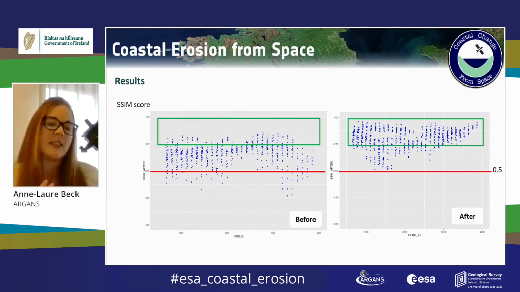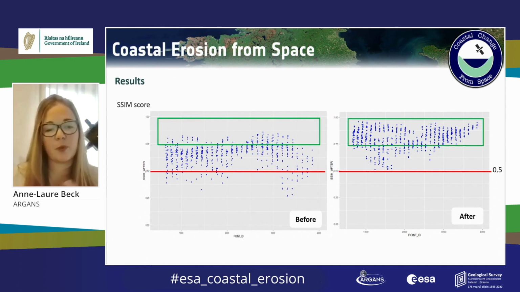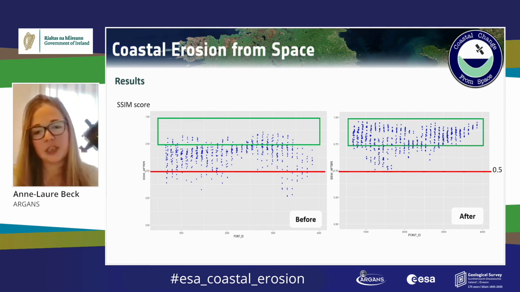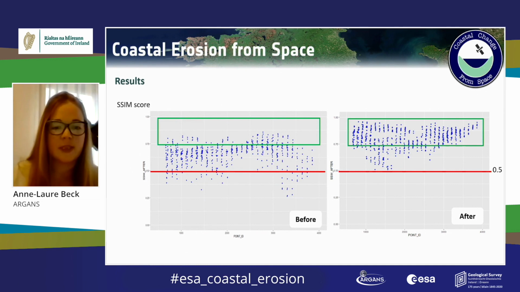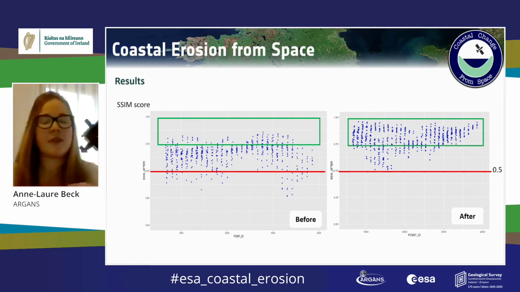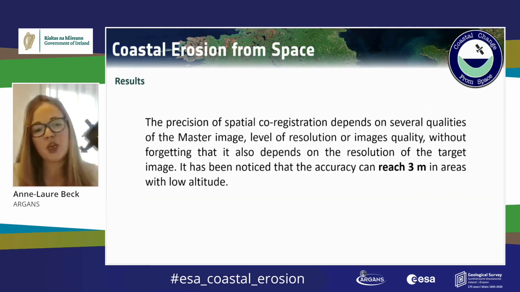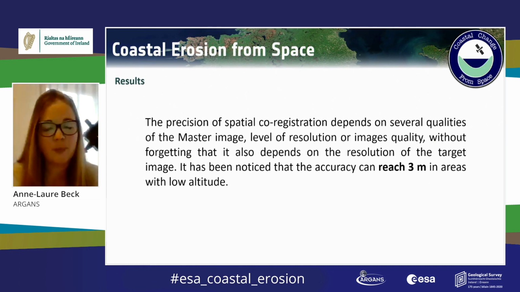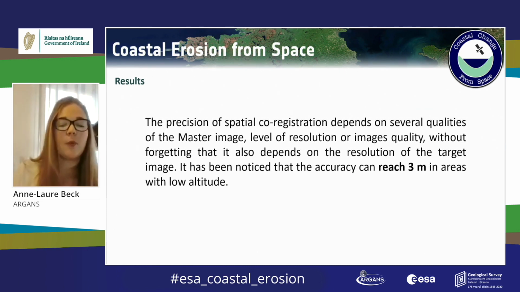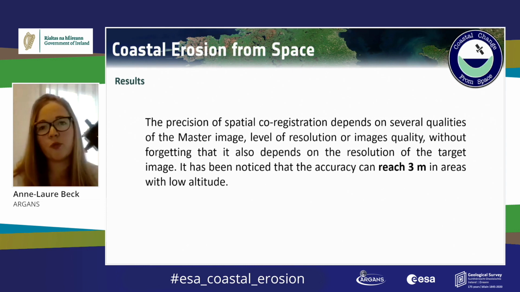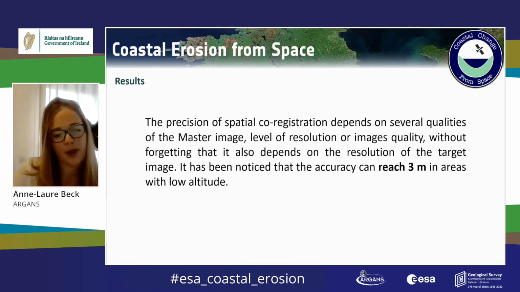The co-registration is evaluated thanks to the SSIM score. Here we have before and after. Before the co-registration, we had values around an average of 0.5. But after the co-registration, most of our values are in this green rectangle, which is between 0.75 and 1. So for the co-registration, we need very good quality inputs, especially for the master image: cloud-free, and we have to see the whole image. In our results, we were able to reach 3-meter accuracy in some areas.